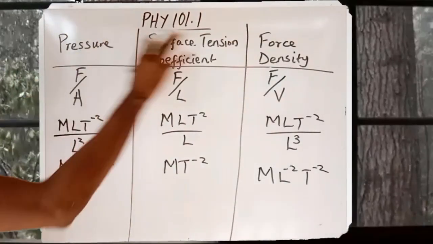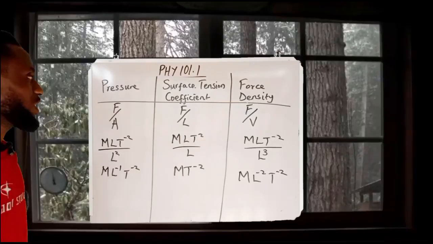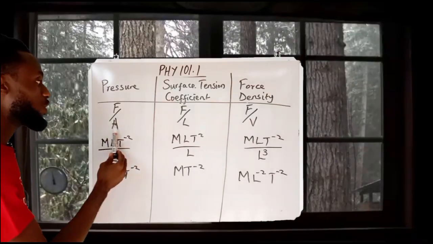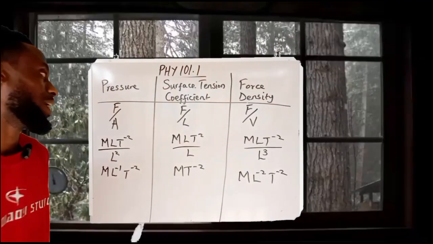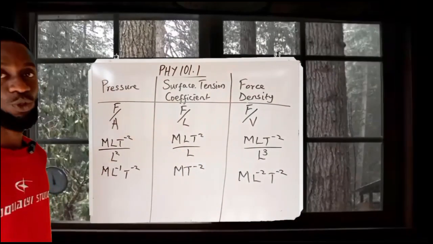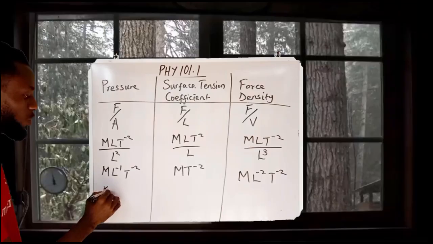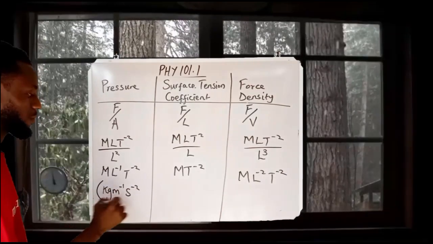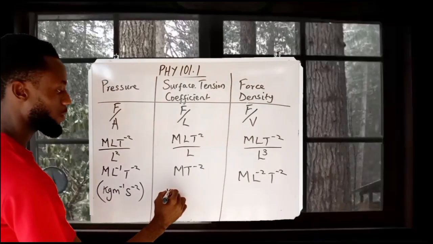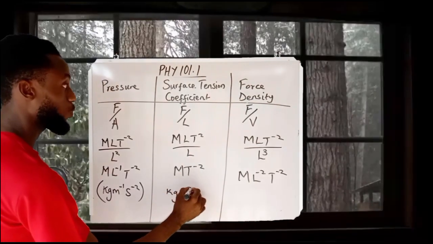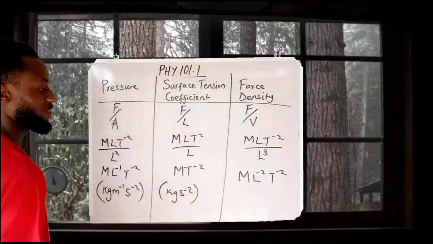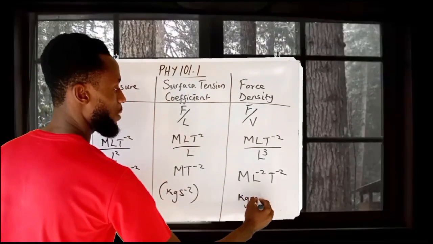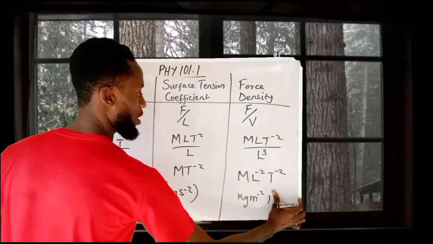So these are three closely related formulas, with the denominator just changing from length to area and then to volume. So take note, the unit of this will be kilogram per meter per second squared. This one will be kilogram per second squared, the surface tension coefficient. This one will be kilogram per meter squared per second squared.